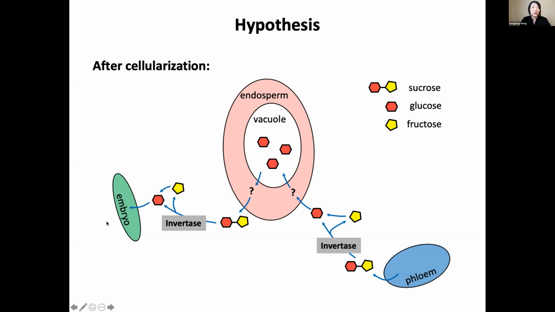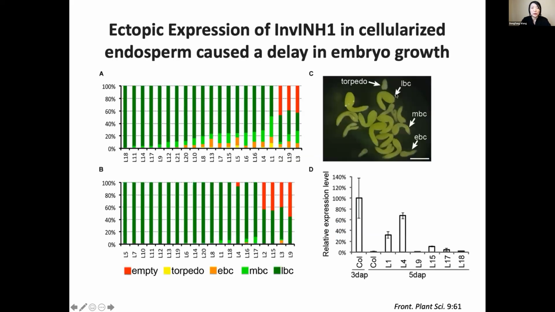To test this hypothesis, we upregulated invertase inhibitor in the cellularized endosperm. We used the promoter to ectopically express invertase inhibitor in the micropylar endosperm, but at a later stage. And what we see is delayed embryo growth, sort of supporting our hypothesis.